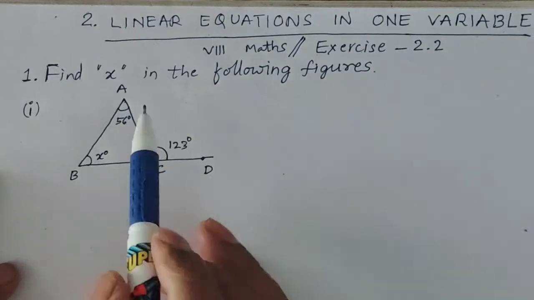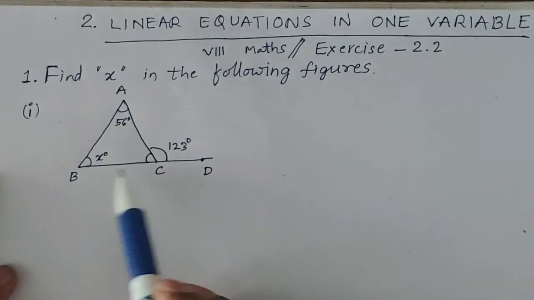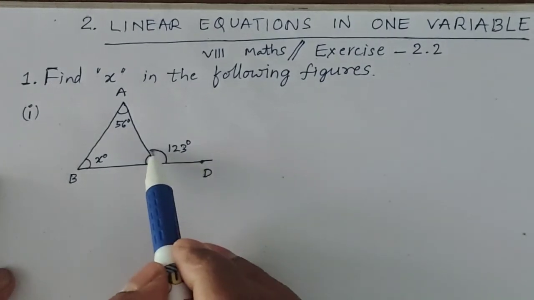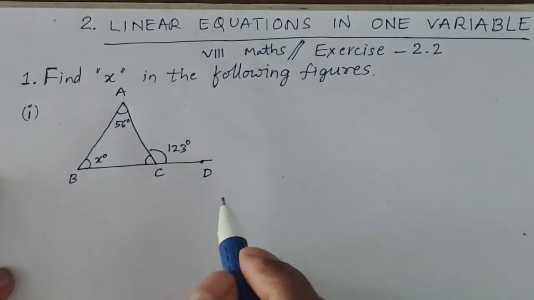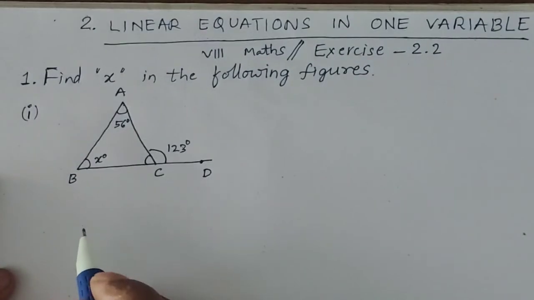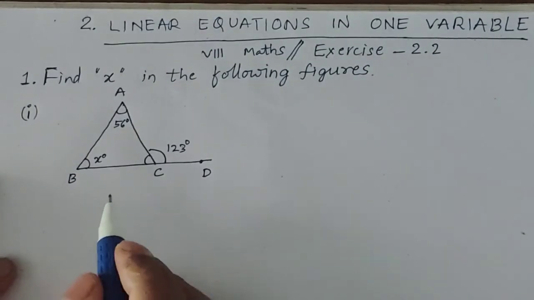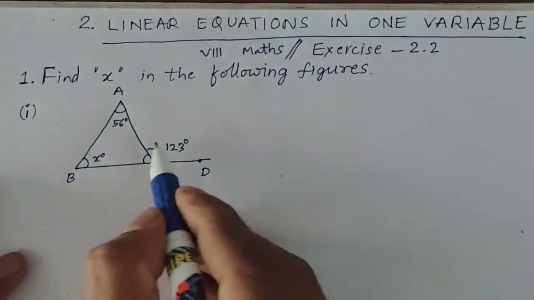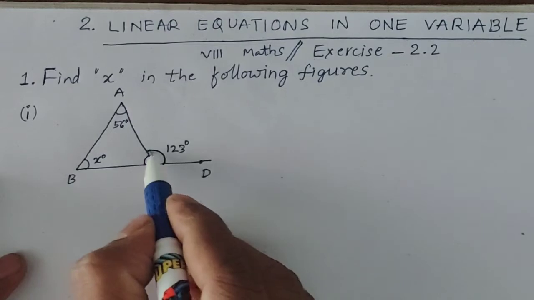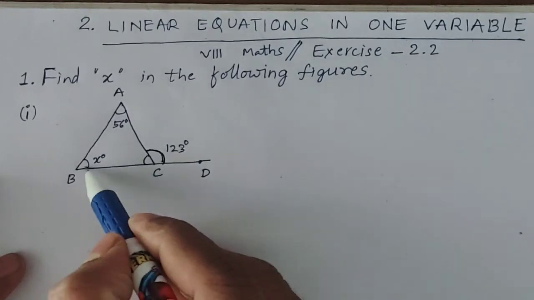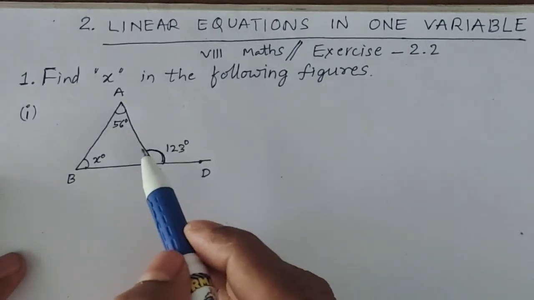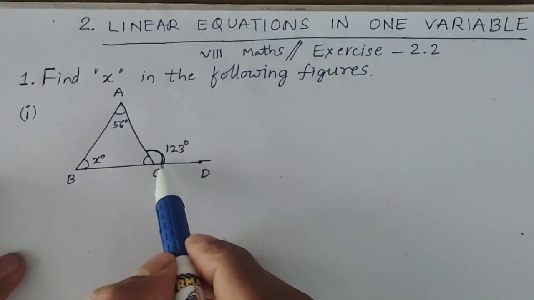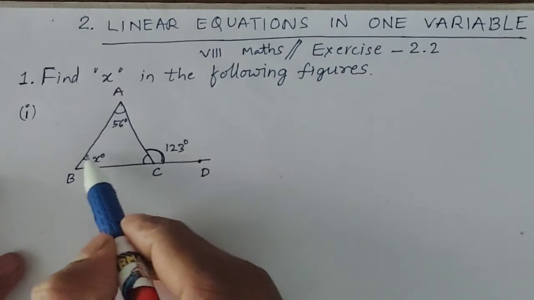If you see here, triangle ABC is given, and BC is extended. As a result, an exterior angle is formed here. Now in this figure we have to find angle x. Here we use one particular property: the exterior angle property. The exterior angle is equal to the sum of the opposite interior angles.